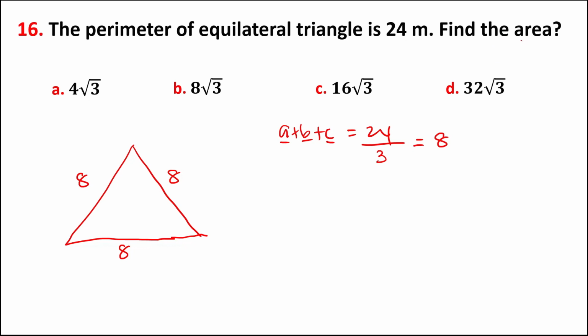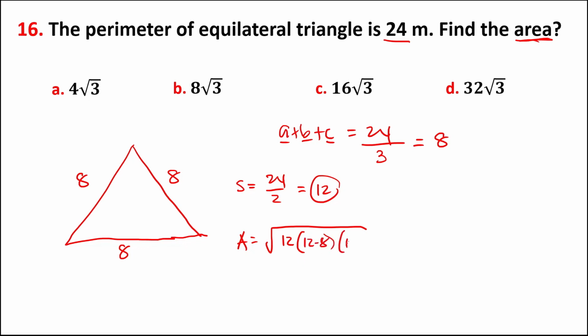Then to find now the area of this triangle, from the perimeter we need to find the semi-perimeter. So we have 24, divide this by 2, and this is equal to 12. Then to find the area, that's the square root of 12 times 12 minus 8, times 12 minus 8, and 12 minus 8.